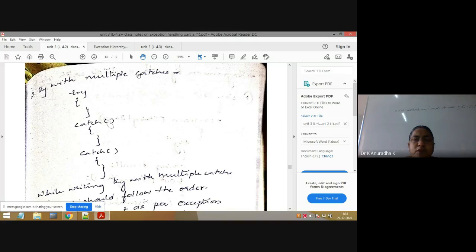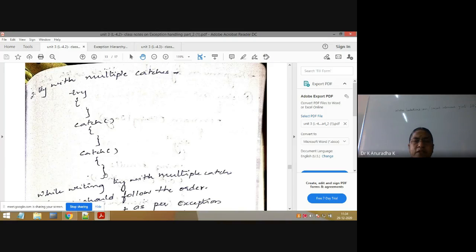How do we write the program with try with multiple catches? After that I will complete throw also in this class. Now first we will start try with multiple catches. So the syntax for try with multiple catches is like this, we can write. So one try can be followed with any number of catch blocks.